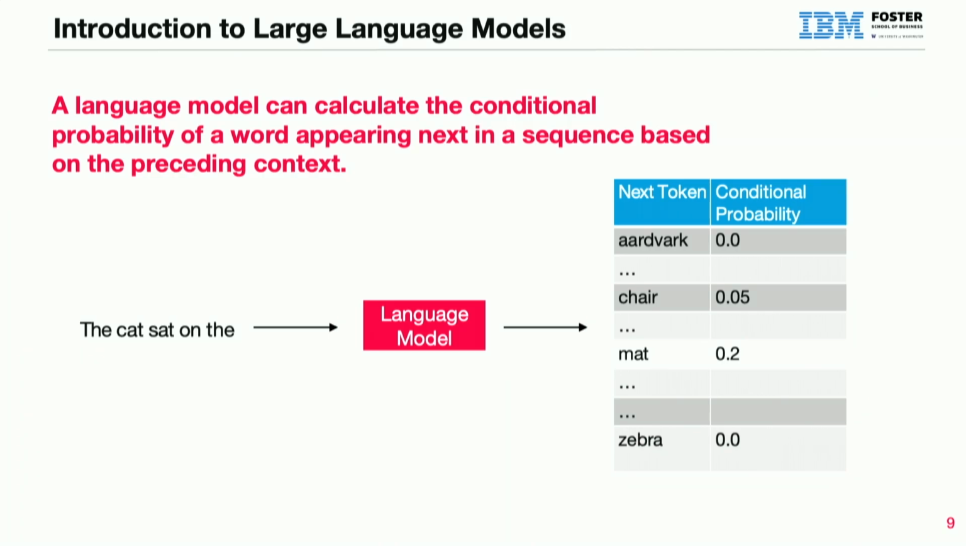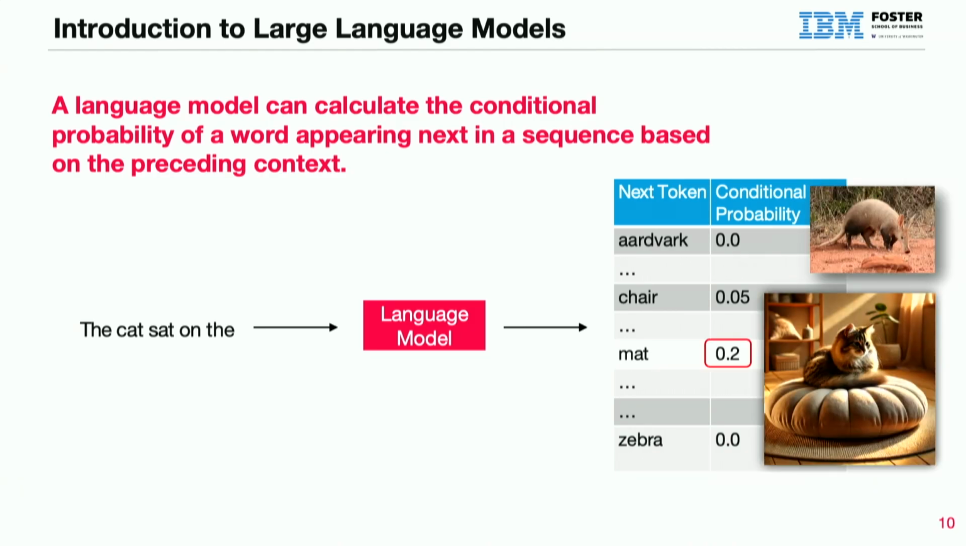So if you take the sentence, "the cat sat on the," and you ask the large language model to give you the probability that any word in its associated dictionary can appear, it's very improbable that it would be an aardvark. If you don't know what an aardvark is, it's this awkward animal. The probable answer is more like a mat. The cat can probably sit on the mat. So this is what large language models do. They tell you the probability that every single word can appear next. Thanks to this, you can actually generate sentences.